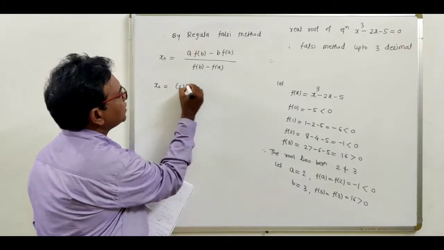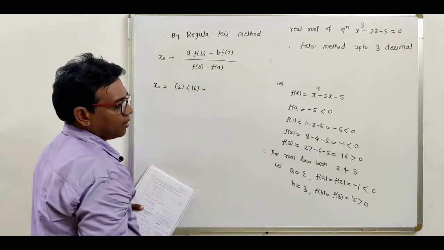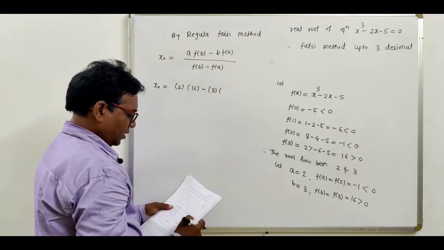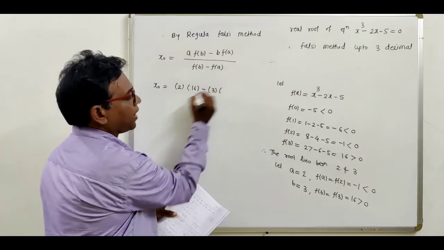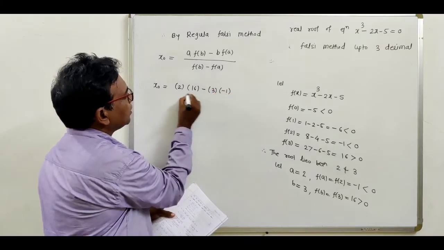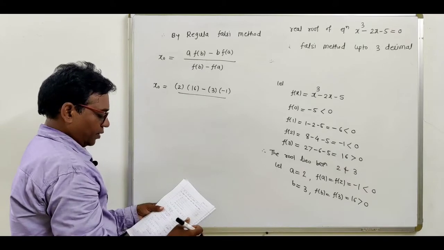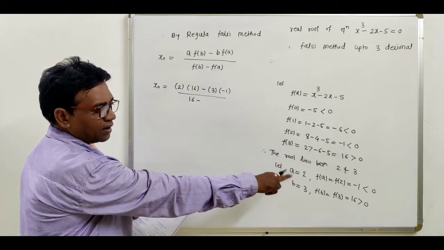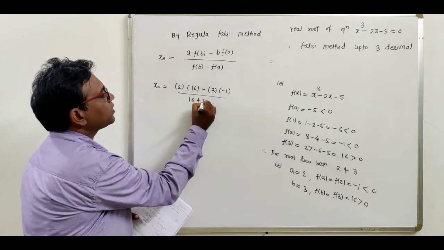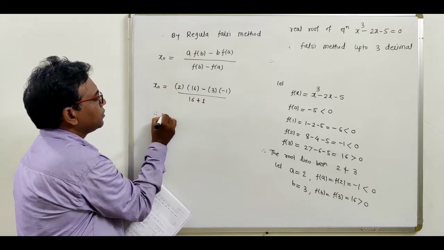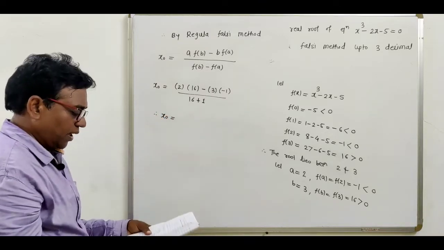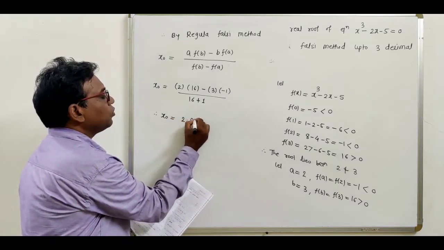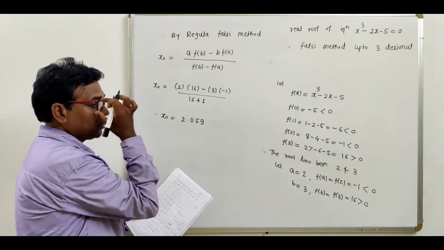fb means f3, that is 16, minus b, b is 3, and the value of fa, that is minus 1, divided by fb, that is 16, minus the value of fa, that is minus 1. So minus 1 has become plus 1. So find out this x0. X0 is 2.059. So this is up to 3 decimal places.